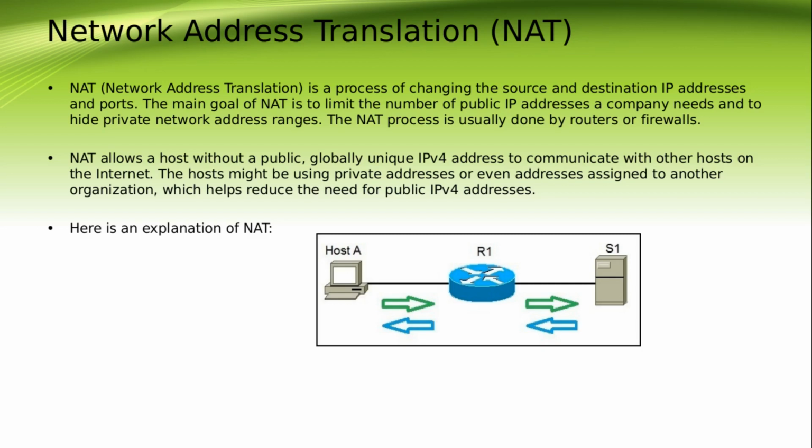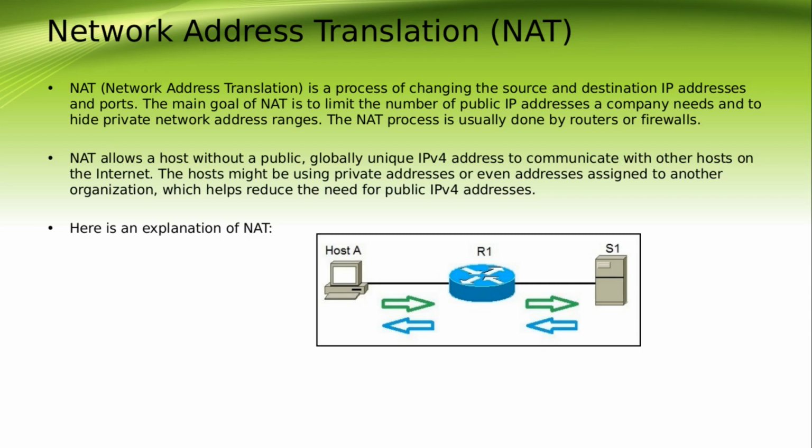NAT allows a host without a public, globally unique IP version 4 address to communicate with other hosts on the internet. The host might be using a private address or even an address assigned to another organization, which helps reduce the need for public IP version 4 addresses.